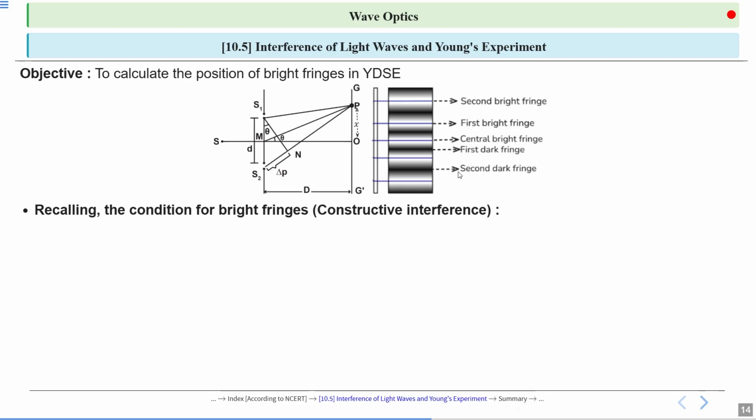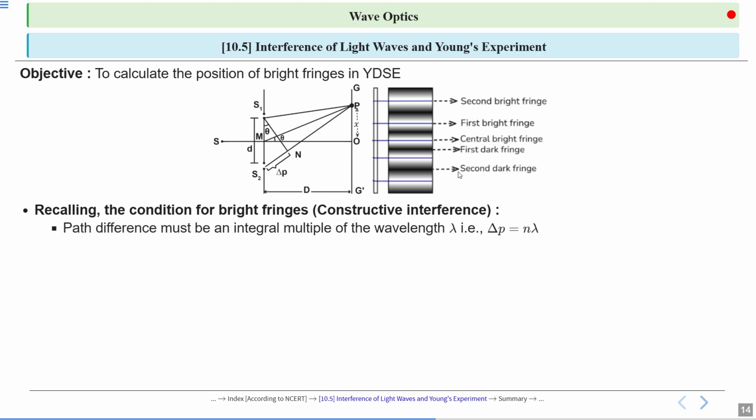Okay, so you can see in the diagram, O point represents the position of the central bright fringe. Then after the central bright fringe, on both sides, the first dark fringe will be formed. After the first dark fringe, the first bright fringe will be formed. Then the second dark fringe will be formed, then the second bright fringe, and so on. That is the alternating dark and bright fringes. At the center, there is a central bright fringe.